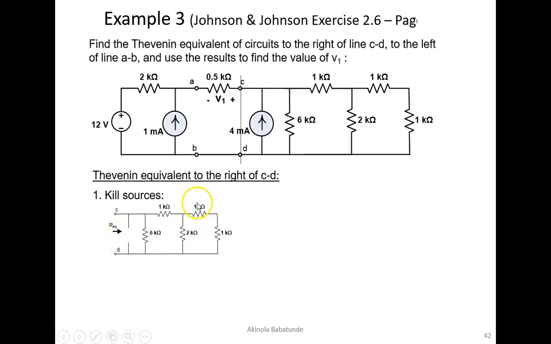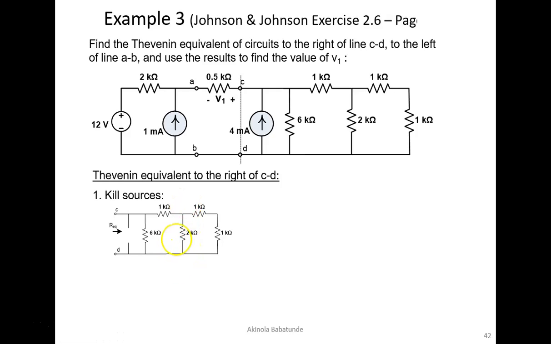You will notice that 1 kilo ohms is in series with 1 kilo ohms. These guys are in series, so we have 1 plus 1 that gives us 2 kilo ohms. Whatever we obtain as the equivalent of this series, 1 kilo ohms and 1 kilo ohms, would be in parallel with these 2 kilo ohms. So we have 2 parallel 2 kilo ohms, okay? And that will give us 2 times 2 divided by 2 plus 2. And that eventually ends up to be 1 kilo ohms again.